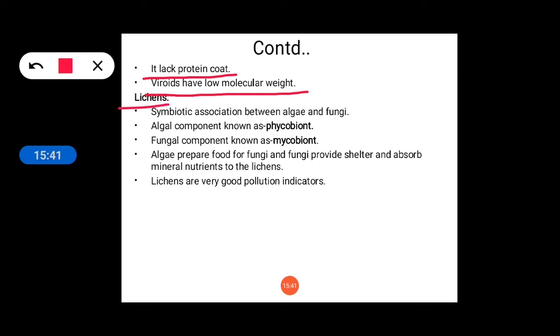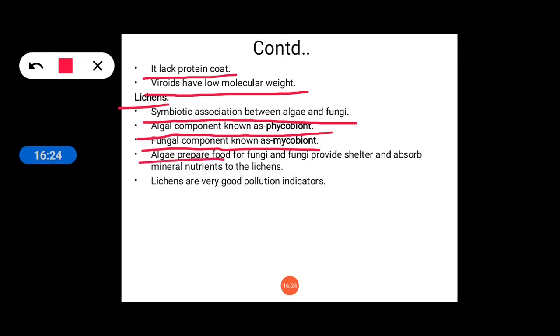Lichens. Lichen is the symbiotic association between algae and fungi. When there is an association between algae and fungi, we call this lichen. The algal component is known as phycobiont, and the fungal component is known as mycobiont. That means the fungi that form the association with algae are known as mycobiont.